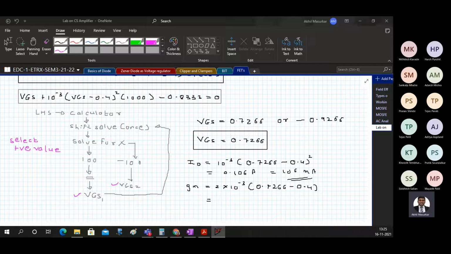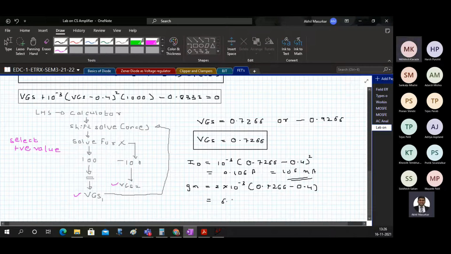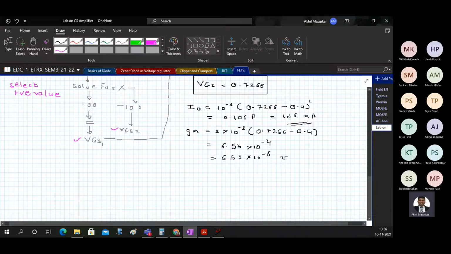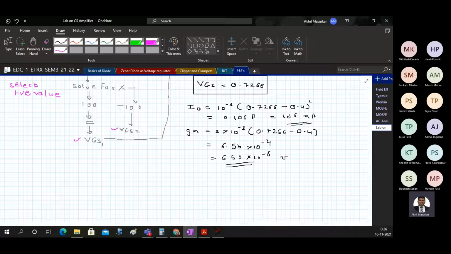So what is the value of GM? 6.532 into 10 to the power minus 4. 6.53 into 10 to the power minus 4. Yes, sir. So that is 653 into 10 raised to minus 6. Yes. It's correct.